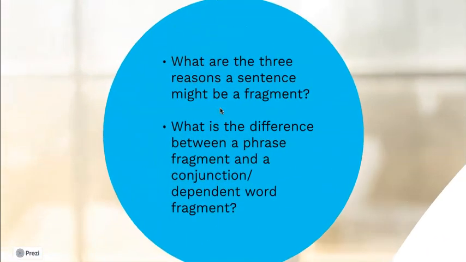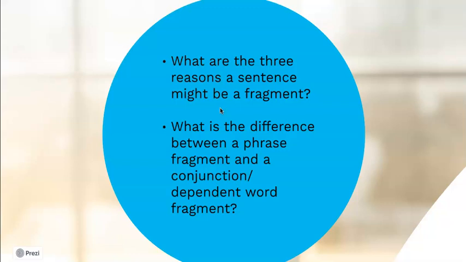Okay, so quick review. What are the three reasons a sentence might be a fragment? It's missing a subject, right? So the person, the entity who is completing the action, right? It's missing a verb, right? It's missing an action word. The action that is being done, right? It has to have both a subject and a verb. And then the last reason is because it starts with some sort of conjunction, right? Such as and, or, because, since, if, right? Then it automatically becomes a fragment.